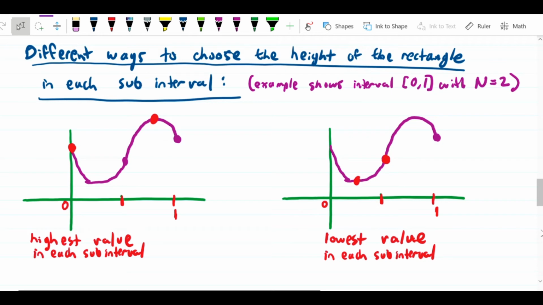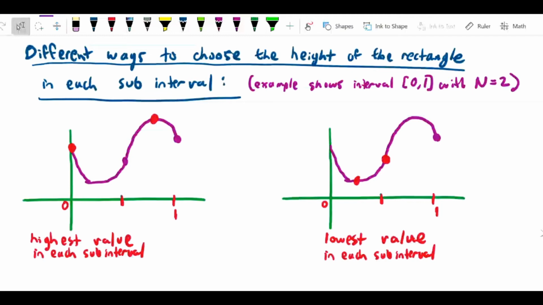So I want to go through the different ways that you can choose the height of the rectangle in each subinterval. What we saw in the previous example was that in one example we chose the highest point in the subinterval, and in another example we chose the lowest point. Because the function was increasing, those happen to correspond to the right and left endpoints of the interval respectively. But there are actually a few different paradigms that you can use to choose the representative point in each subinterval.